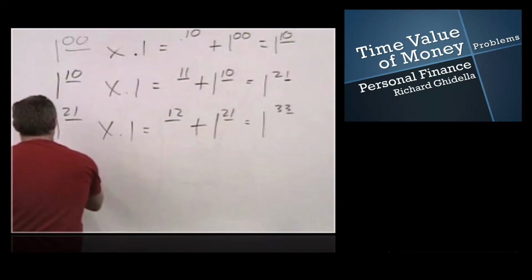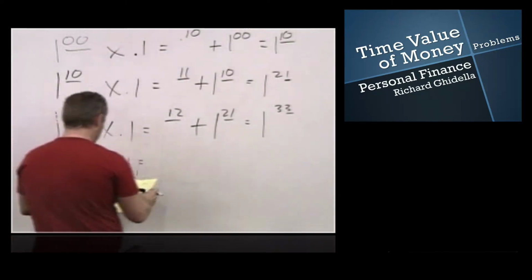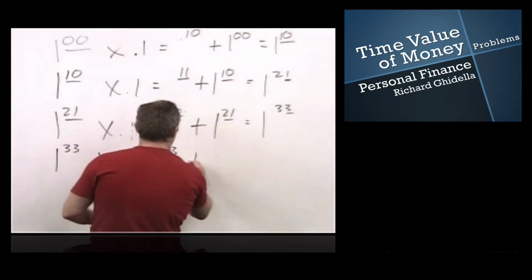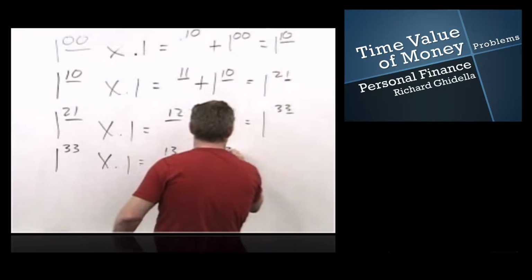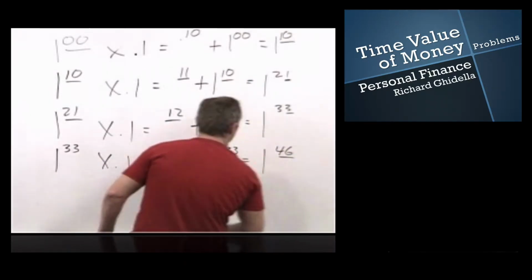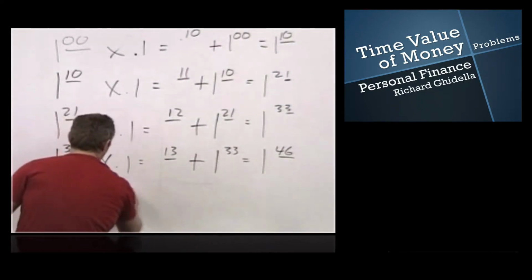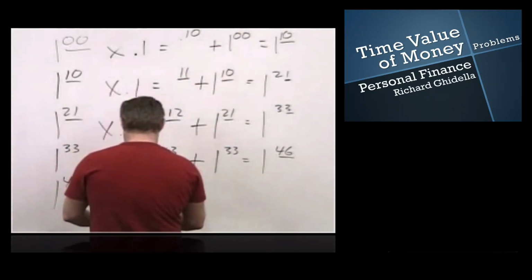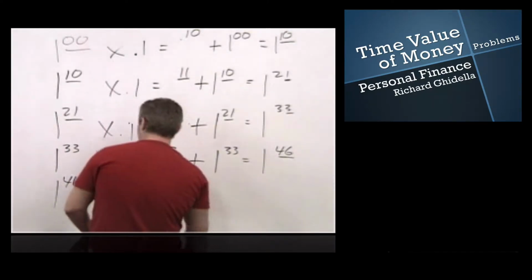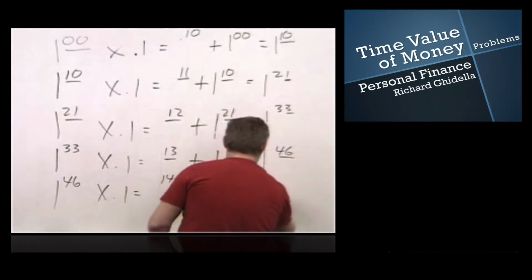Now I'm going to take $1.33 times 0.1 equals 13 cents plus my $1.33 equals $1.46. $1.46, the last one we're going to do, gives me 14.6 cents plus my original $1.46 back equals $1.61.